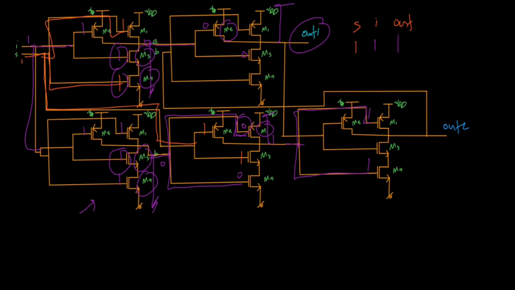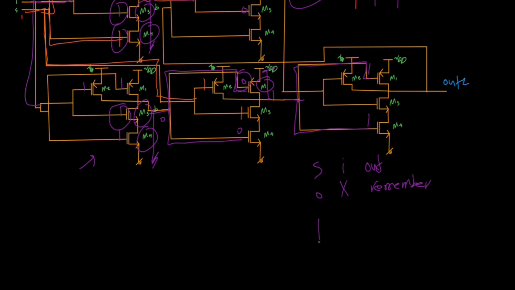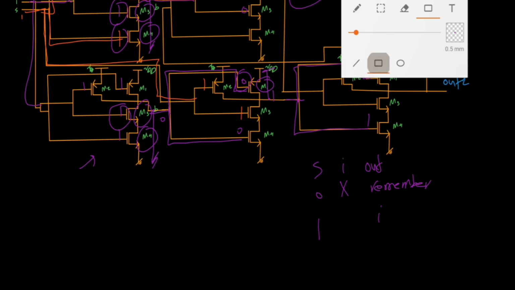So what we could say is that when S is equal to 0, it doesn't matter what I is, out would always remember its previous value. And when S is equal to 1, then out would always follow the I. If I is equal to 0, the out would be 0. If I is equal to 1, out would be equal to 1. Therefore, we could create an abstraction in this way.